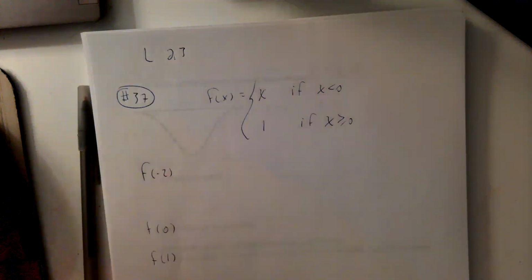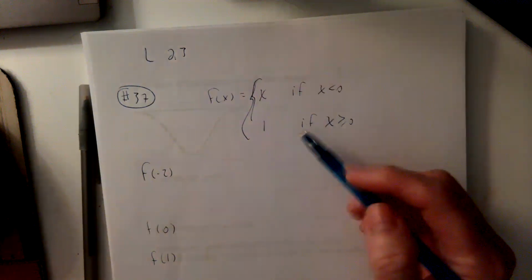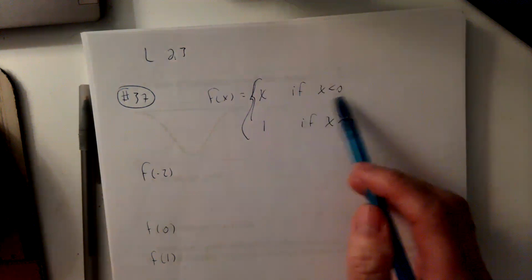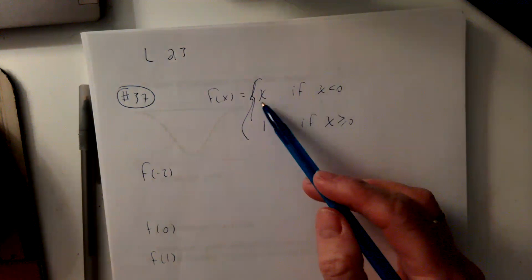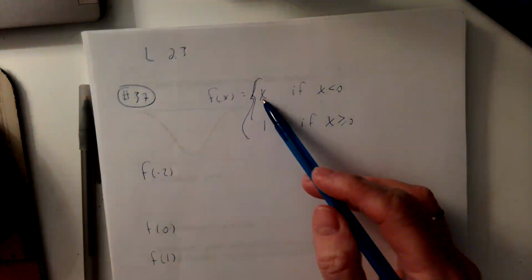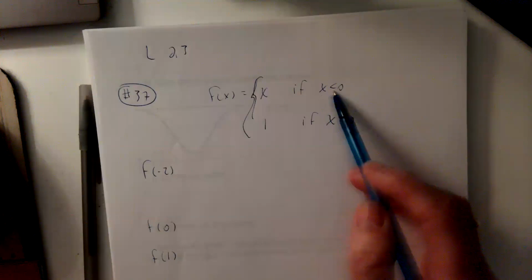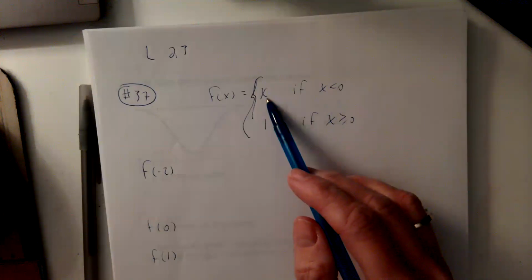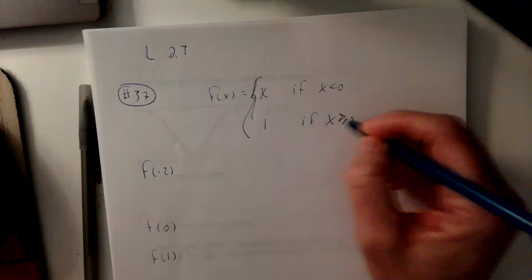I'm working at number 37 first, and these are called piecewise functions, meaning depending on what your x input is will determine how your output comes out. So for instance, for any x strictly less than 0, the output function is just the value of x. For any x that is greater than or equal to 0, the output is 1.